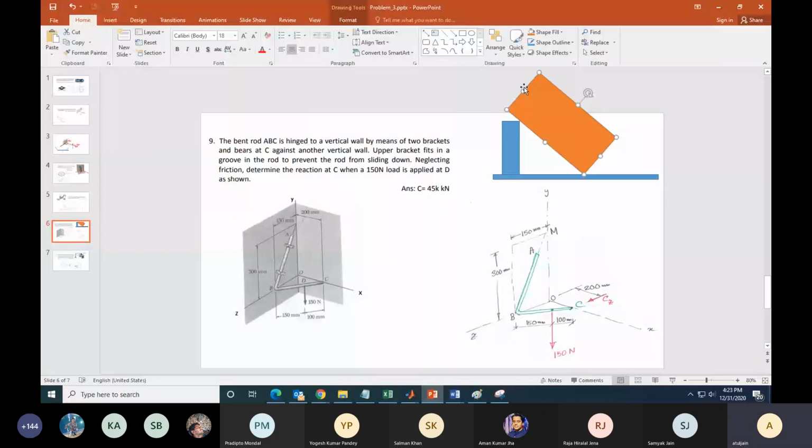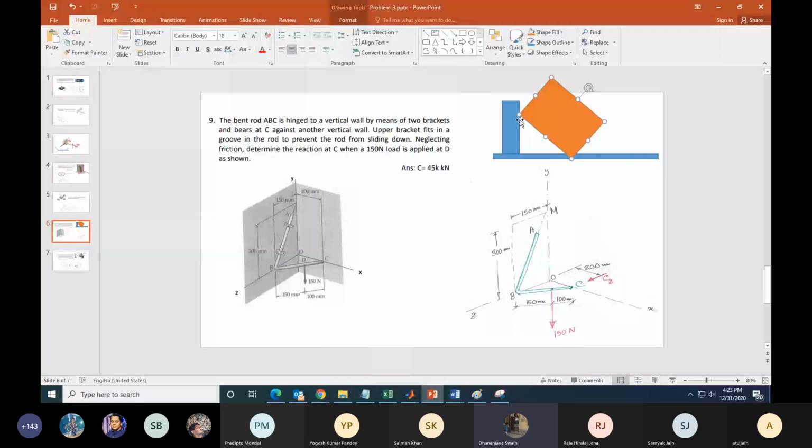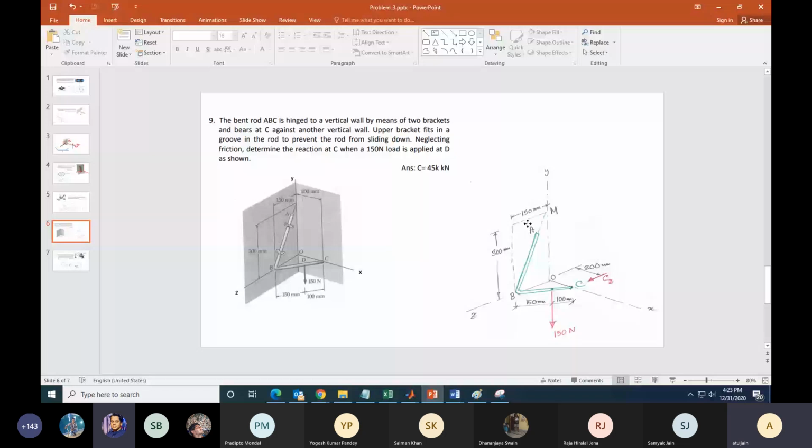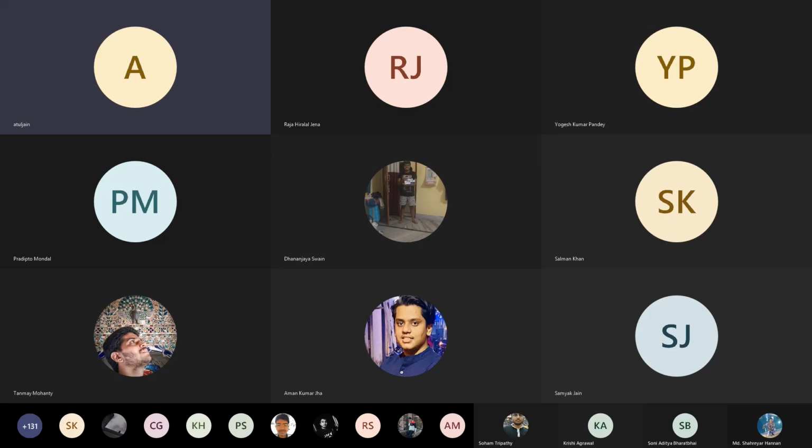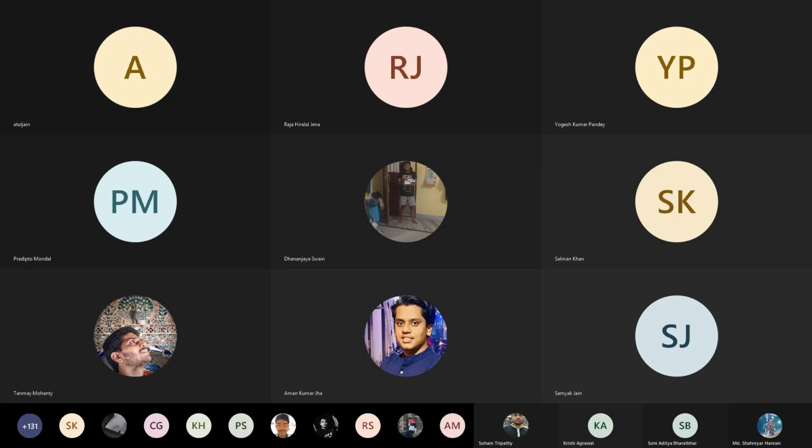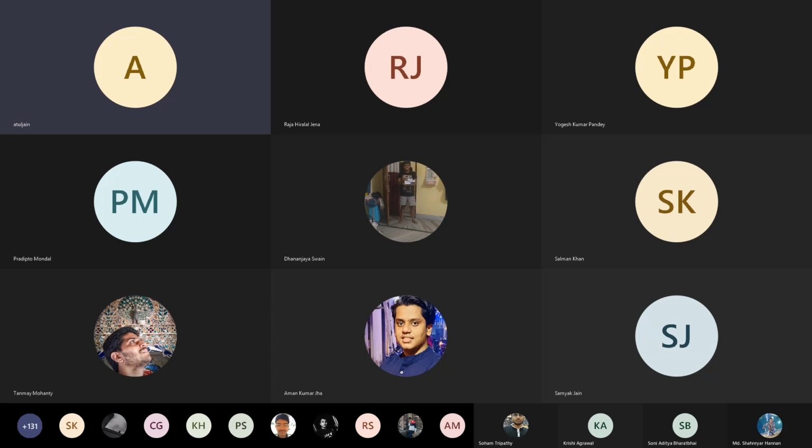Thank you, sir. Sir, can you say what does a bracket constraint mean? I have not understood the bracket constraint. Okay, one minute. Let me Google a bracket image. Then we can discuss that. Bracket in a wall.